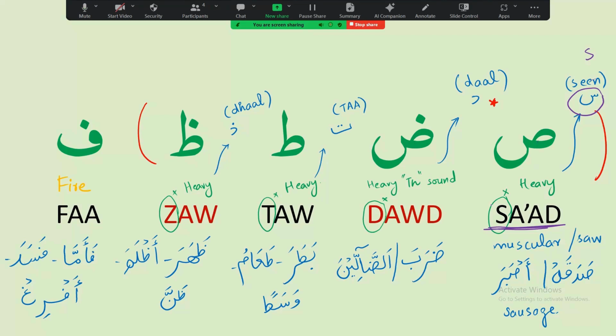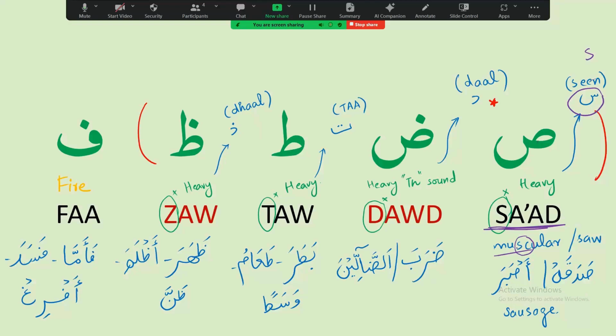Okay, so how this sound exists in English is you see the example of the two words written here, which is this one, muscular. When we make this S sound here, just listen to the S sound, muscular.